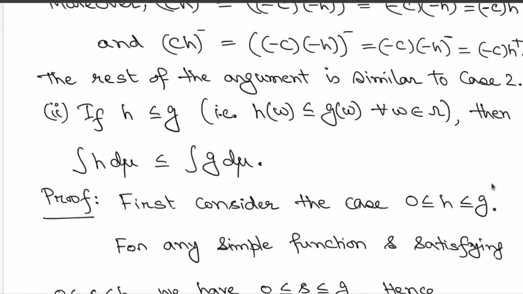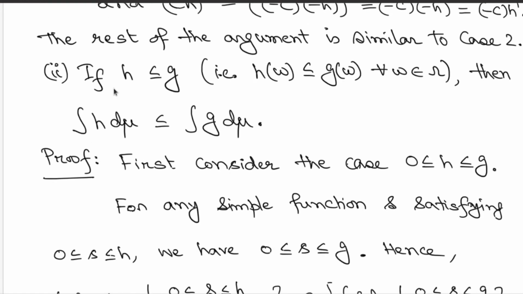But we now go to a very important comparison type inequality involving this integration procedure. We are looking at two functions now, h and g. Suppose the function h is pointwise below the function g. Pick any point small omega in your domain and look at the function values. If for all such points in the domain the function value of h is below the function value of g, then the corresponding integrals will also satisfy the same relation. Therefore if h is less than or equal to g, then integration of h is less than or equal to integration of g.